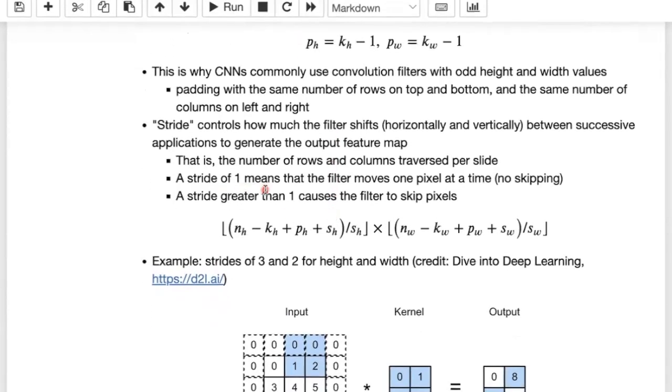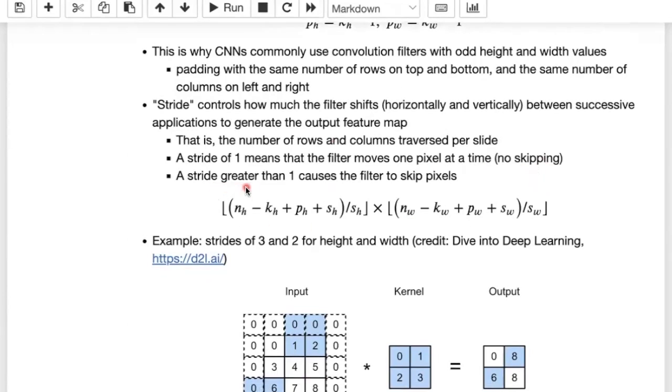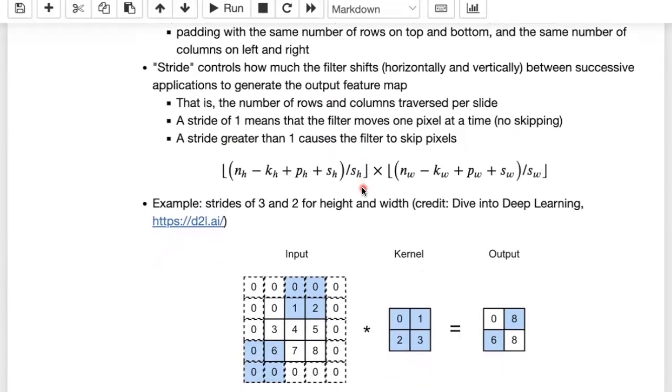And a stride of 1 means that the filter moves 1 pixel or 1 unit at a time, horizontally and vertically, so there's no skipping. But if you use a stride value greater than 1, then you are going to skip some pixels. So this is a very nice way to be able to control the size of the output.